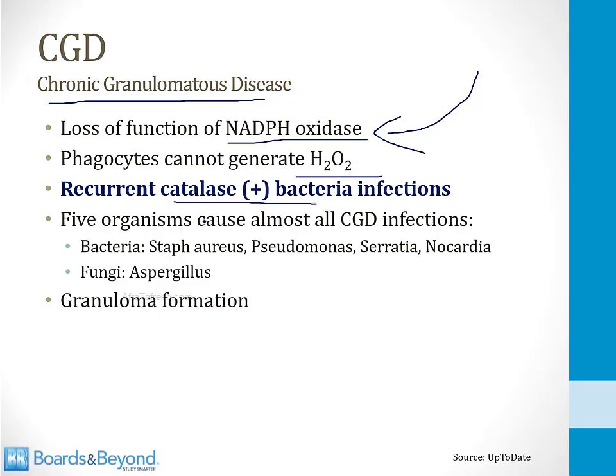There are 5 organisms that cause almost all infections in chronic granulomatous disease, and I've written them on this slide. There are 4 bacteria and 1 fungus. All of these organisms are catalase positive. So if a person is born lacking function of NADPH oxidase, they are susceptible to recurrent infections with these organisms, and as a result, when they get an infection with one of these organisms, they often form granulomas at the site of infection. That's why it's called chronic granulomatous disease.